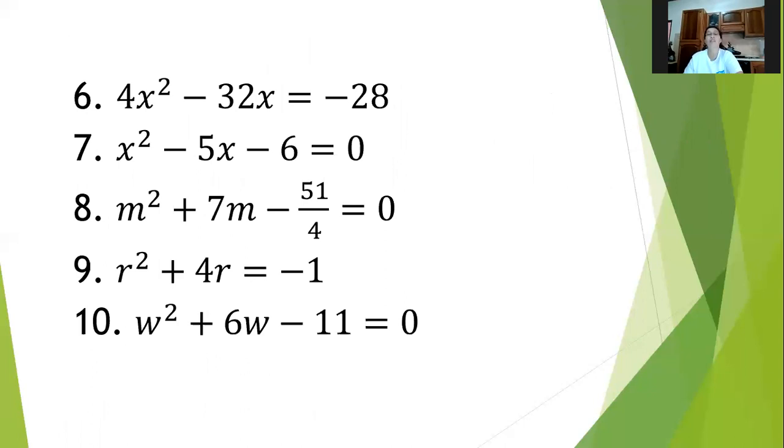Number 7, x squared minus 5x minus 6 is equal to 0. Number 8, m squared plus 7m minus 51 over 4 is equal to 0. Number 9, r squared plus 4r is equal to negative 1. And number 10, w squared plus 6w minus 11 is equal to 0.